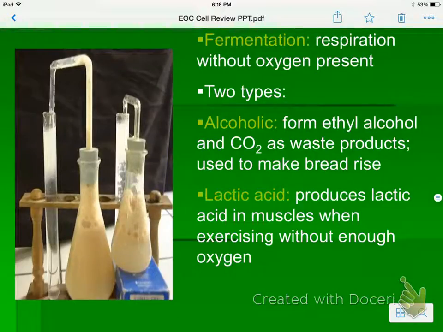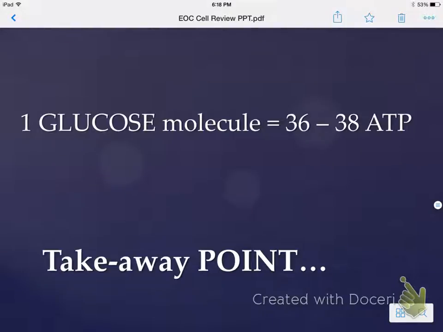Fermentation is a type of anaerobic respiration. So when you hear about anaerobic respiration, it's that. There's two types. Alcoholic, which we don't do. This is like bacteria that do this. And then our bodies do lactic acid. So this is like if you're doing sprints or powerlifting, something that you're doing without regulating your breath, you're going to get a lactic acid buildup. The main takeaway point is one glucose molecule breaks down to between 36 and 38 ATP.